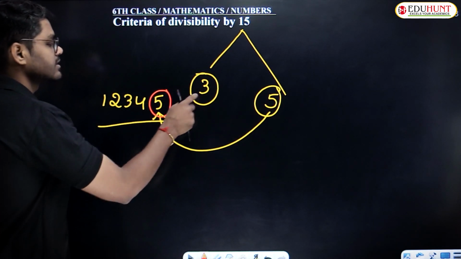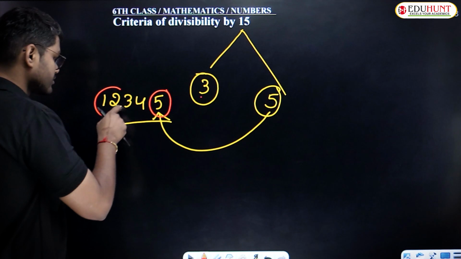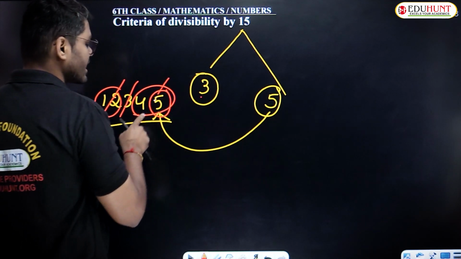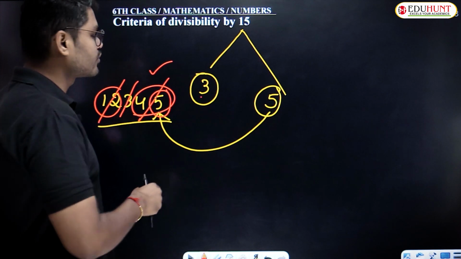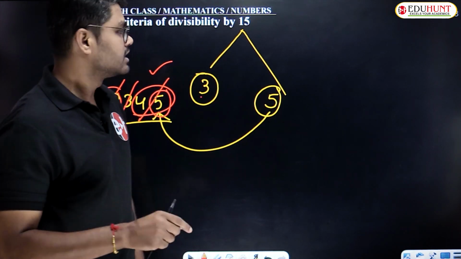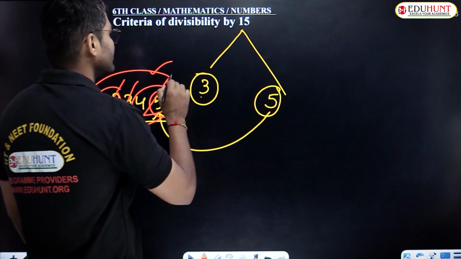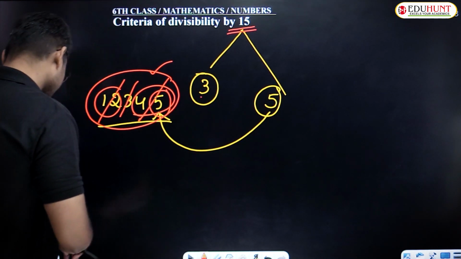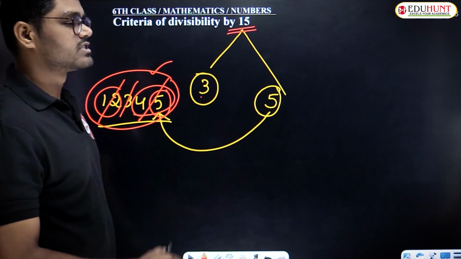Okay, what is the 3 divisibility rule? Sum. 1 plus 2, yes, it is divisible by 3. 4 plus 5, 9, it is also divisible. Therefore, this whole number is divisible by 3 and 5. Therefore, this whole number is divisible by 15. Okay, right. These are the divisibility rules.